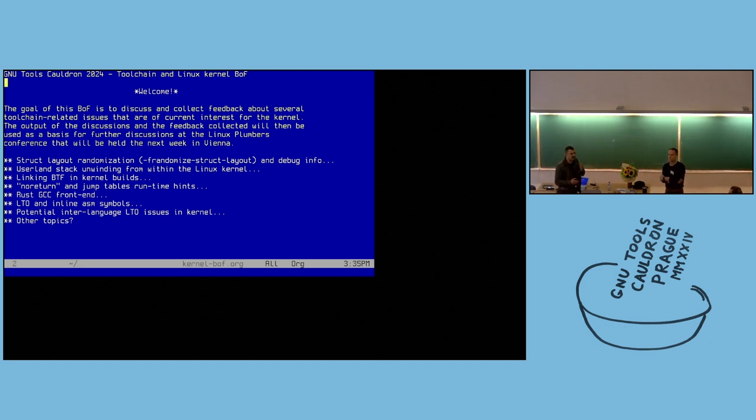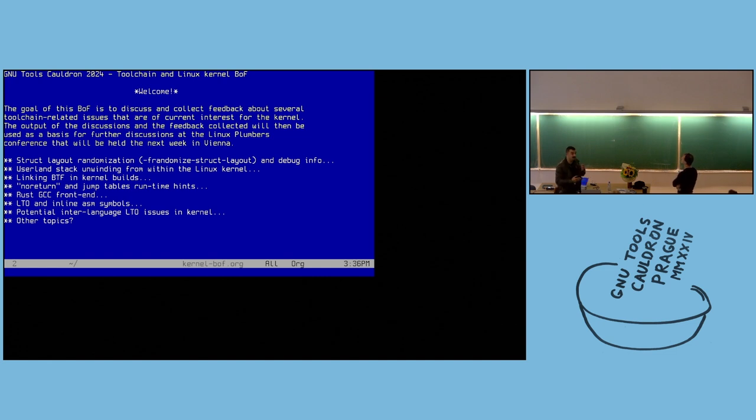Some of us go every year, some others come sometimes, like Sid, for example, was there last year, if I remember properly, in Plumbers, and Carlos as well. And so usually we bring some topics there that are of interest to the kernel and also to the toolchain. So then we thought this year, well, let's do it the other way around. Let's get some kernel maintainers in Cauldron, and then let's have some discussions of particular topics which are of interest for the kernel and also for the toolchain.